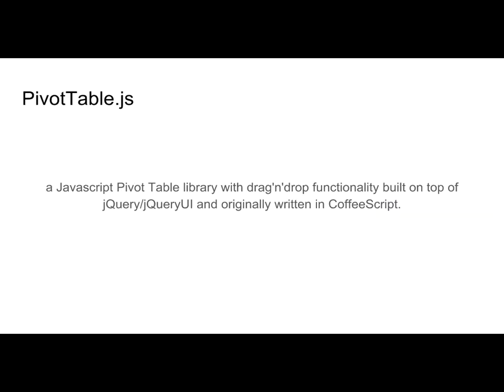PivotTable.js is the topic. What is it? This is what I have on the PivotTable.js website. It's a JavaScript pivot table library with drag and drop functionality built on top of jQuery and originally written in CoffeeScript. So let me just show you what it is and what it does, and then I'll tell you a little bit about the story.